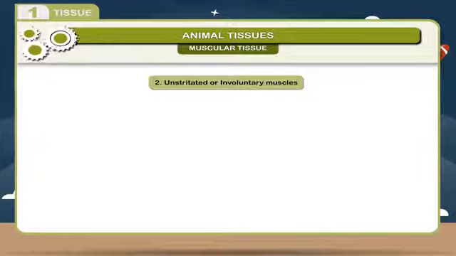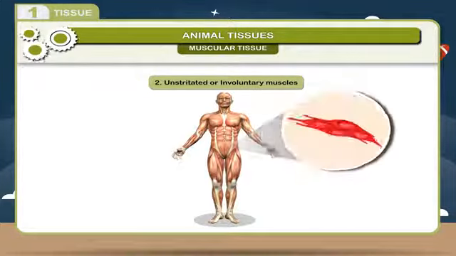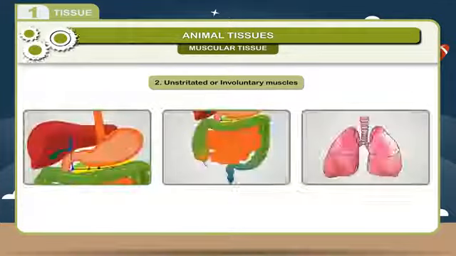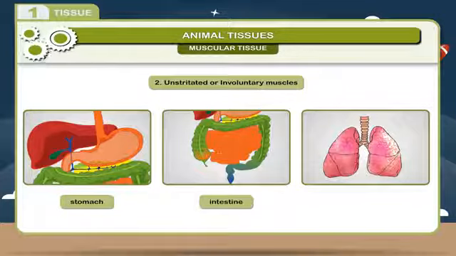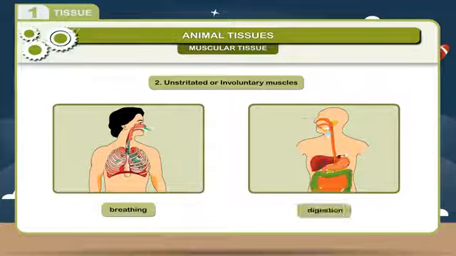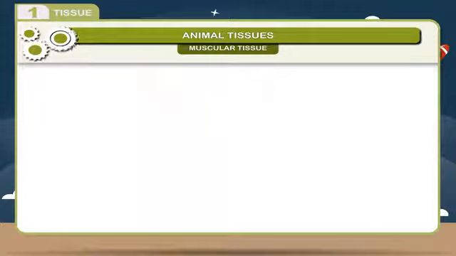2. Unstriated or involuntary muscles. These are composed of cylindrical but spindle-shaped fibers and have no striations on them. They are found on the walls of stomach, intestine, lungs, etc. These muscles help in breathing, digestion, and other activities. They are not in our control and are therefore called involuntary muscles.